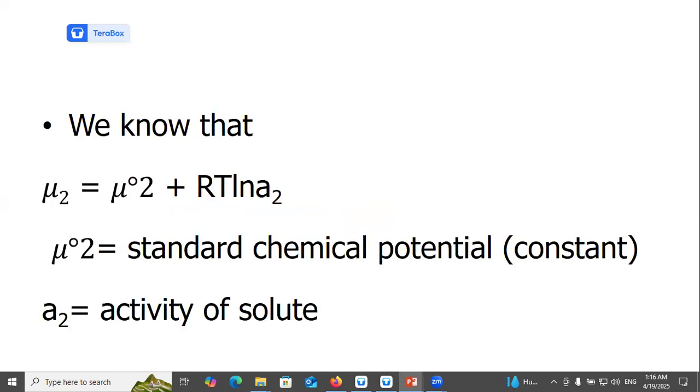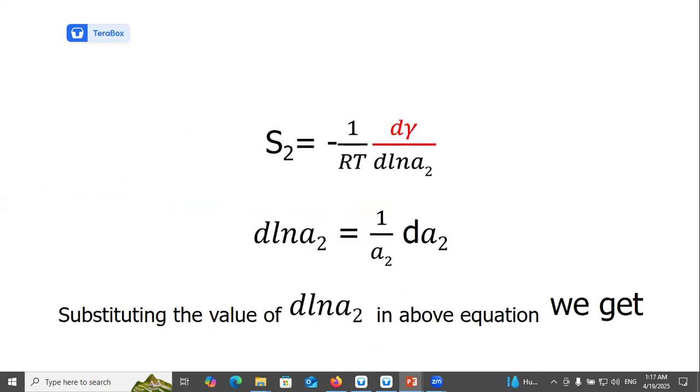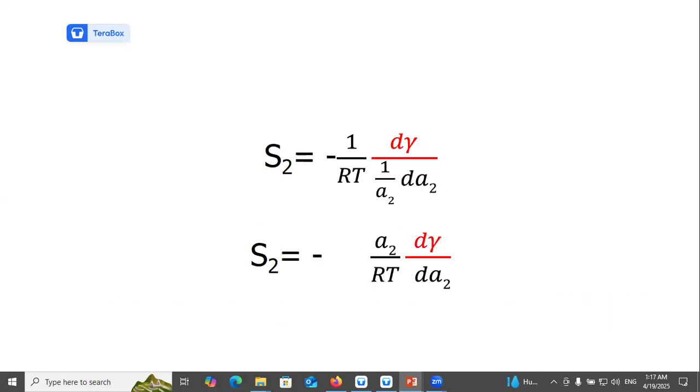We know that mu2 equals mu2 naught plus RT ln A2, where mu2 naught is the standard chemical potential, a constant, and A2 is the activity of the solute. Differentiating, d mu2 equals RT d ln A2, so that gamma2 equals minus 1 over RT d gamma over d ln A2. d ln A2 equals 1 over A2 dA2. Substituting the value of d ln A2 in the above equation, we get gamma2 equals minus 1 over RT d gamma times A2 over dA2. So gamma2 equals minus A2 over RT, d gamma over dA2.